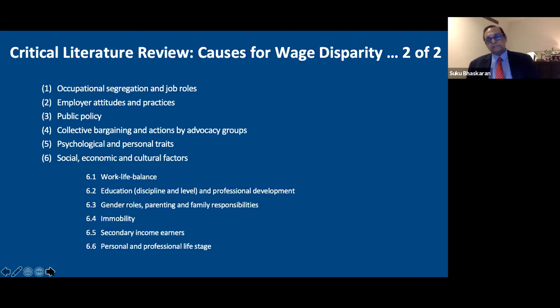I will go on and say something else, but here I would like to tell you that, because this is not a detective novel, it's a research project. I'll tell you that in the Indian context, 6 is the most important, because of challenges in terms of gender roles, parenting and family particularly. It is a very big reason why there is disparity in the income of women in the formal sector as compared to men.